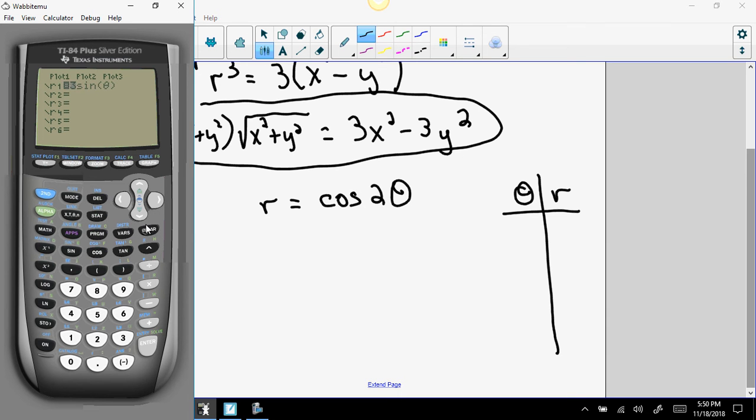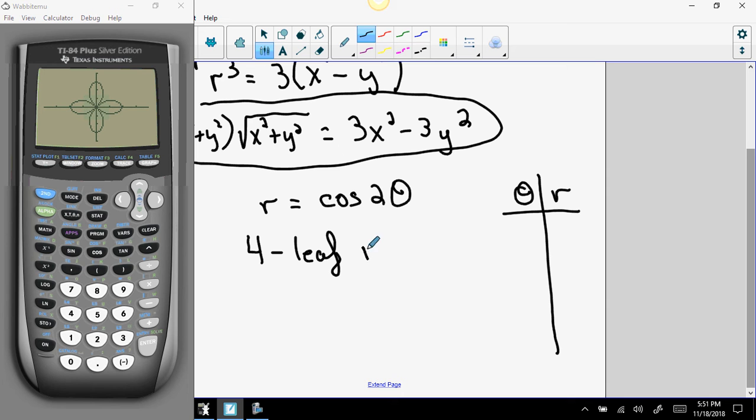3, what is it? 3 cosine 2 theta. Window. 0 to 2 pi, window, 0 to 2 pi, ready, set, graph. Whoa. Zoom, let's trig it up, zoom 7. Woo! This is called a 4-leaf rose.